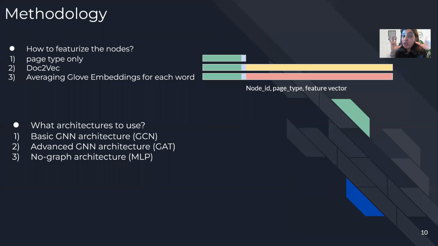So we decided to featurize the nodes in 3 different ways: using the page type only, which seems like a good way to featurize them from the visualizations that we have before, using the doc2vec methodology, and using the GloVe embeddings, which kind of learn from the data as well. And then we decided to go with 3 different architectures: the basic GNN, the advanced GNN with a slightly attention-based model, and the simple MLP, multi-layer perceptron.